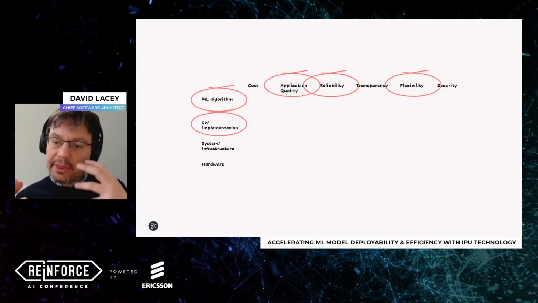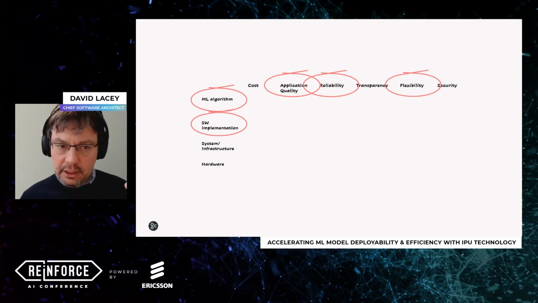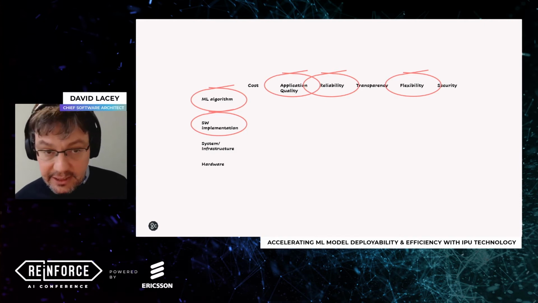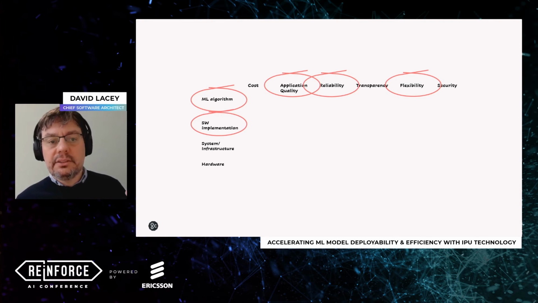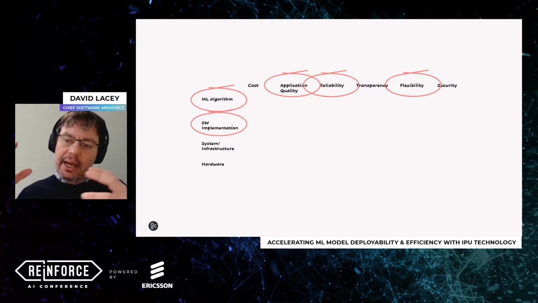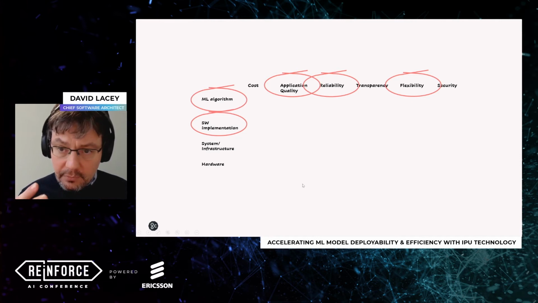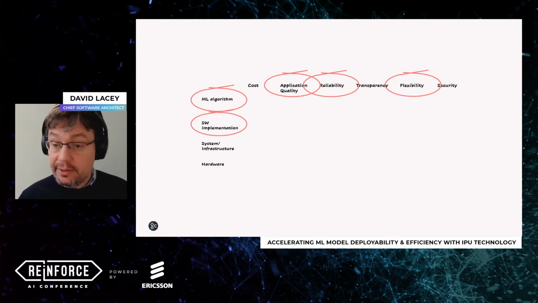Okay. Actually, if we think about the grid I was talking about in deployment earlier, you can see that the SDK deals with both the application quality, the reliability, actually transparency as well. I have to apologize, my slides are slightly out of date here, but and flexibility at the ML algorithm and software implementation level. So that's very much where our SDK spends its time thinking about in that grid of concerns I had.